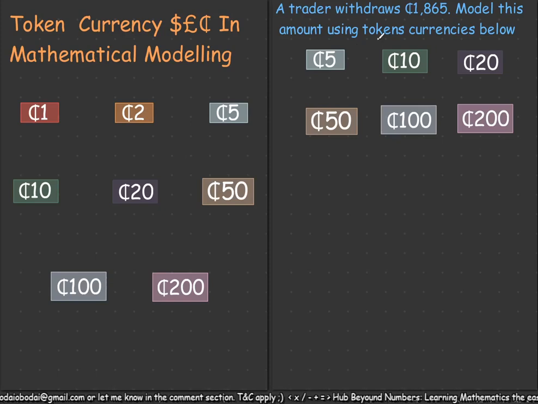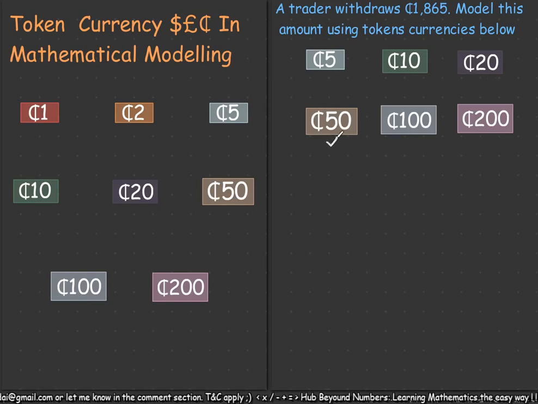A trader withdrew 1,865 CDs. And we have to model this amount using the token currencies below. So we are using the 5 CDs, the 10 CDs, the 20 CDs, 50, 100, and then 200. Another way this question can be asked is the trader actually went to an ATM machine and then issued a withdrawal of this amount of money. So how many 200 CDs, how many 100 or 50 or what have you can the trader receive?